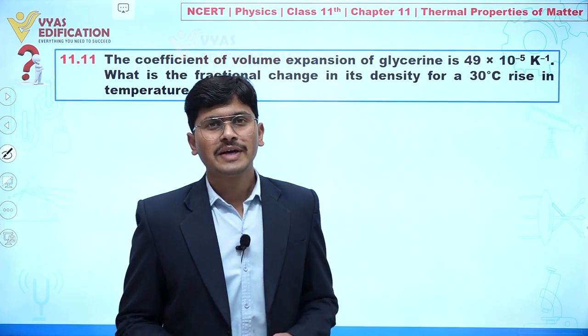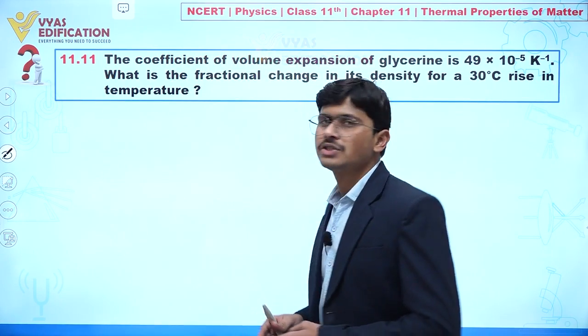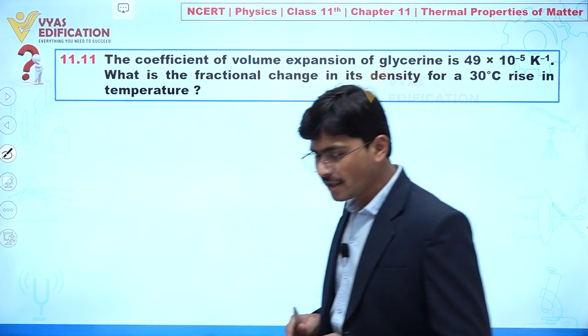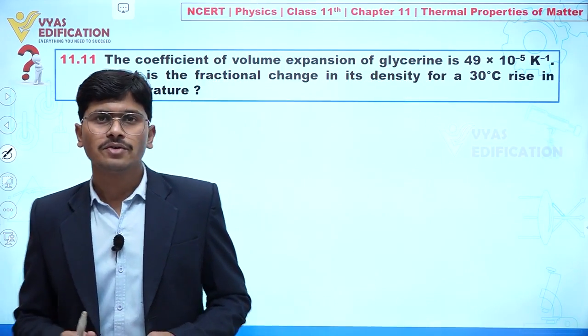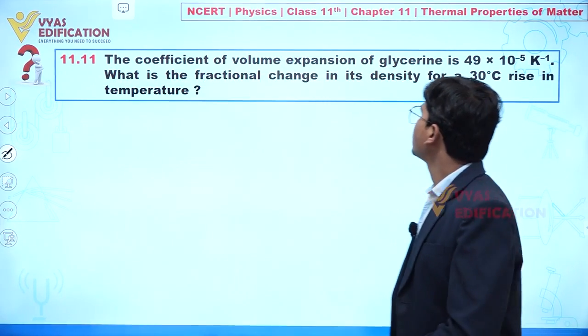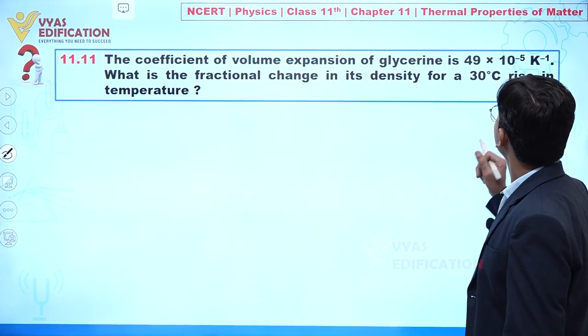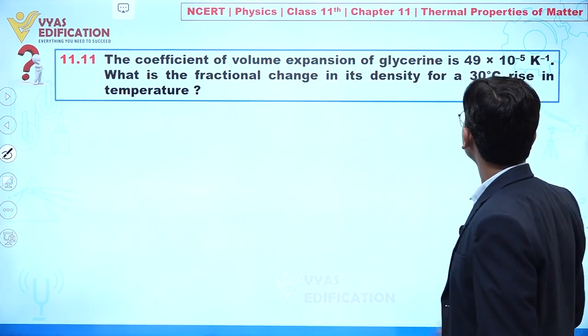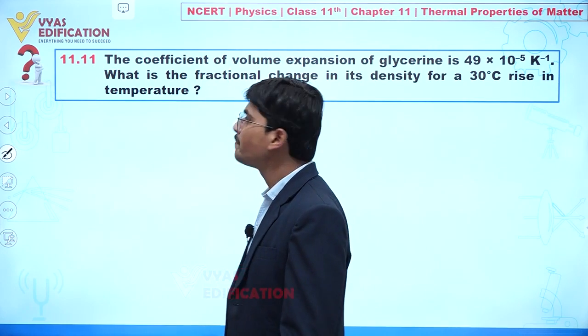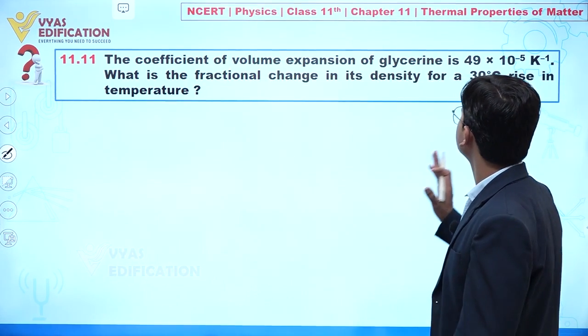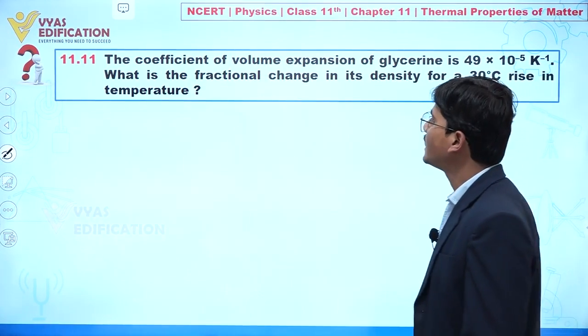Now dear student, we are going to discuss question number 11.11. In this question it is given that the coefficient of volume expansion of glycerin is 49 into 10 to the power minus 5 Kelvin inverse. What is the fractional change in its density for a 30-degree rise in temperature?